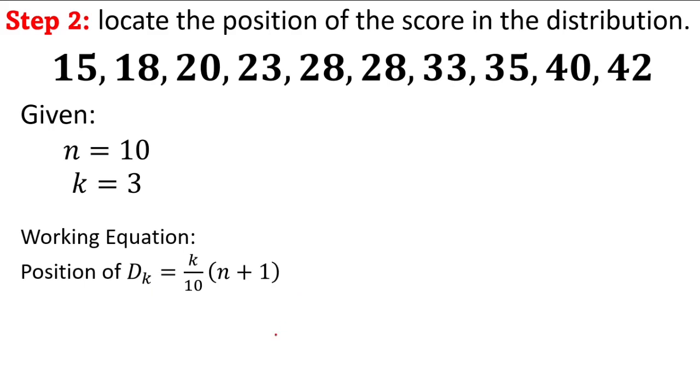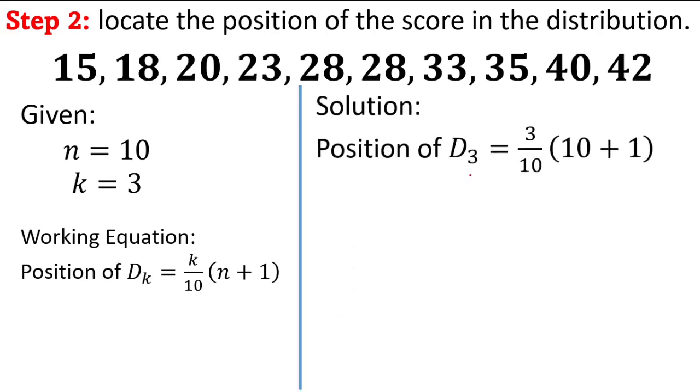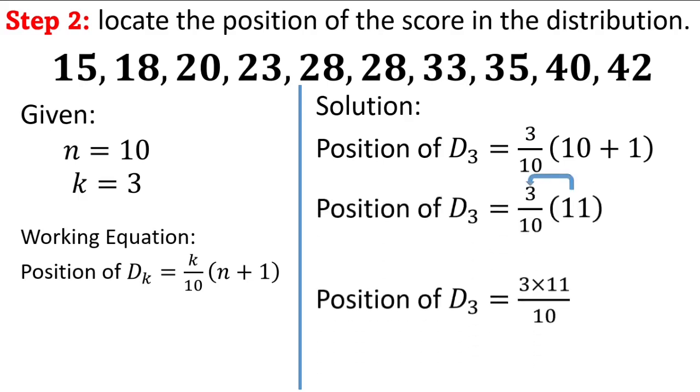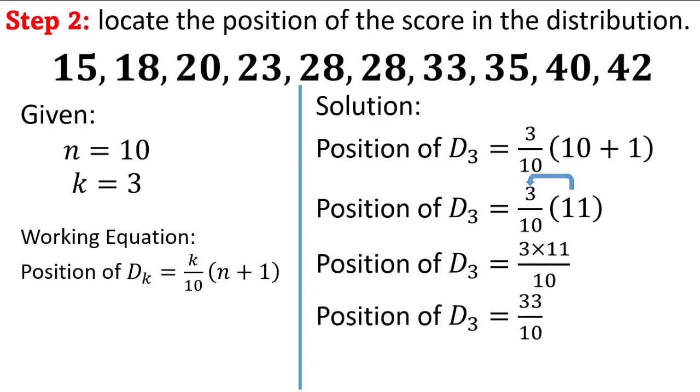Okay? Now, substitute n with 10 and k with 3. So, we have now the position of the third decile is equal to 3 over 10 of quantity 10 plus 1. Okay? So, 10 plus 1, that is 11. And 11 times 3, that is 33. 33 divided by 10, that is 3.3. And 3.3 is approximately equal to 3.